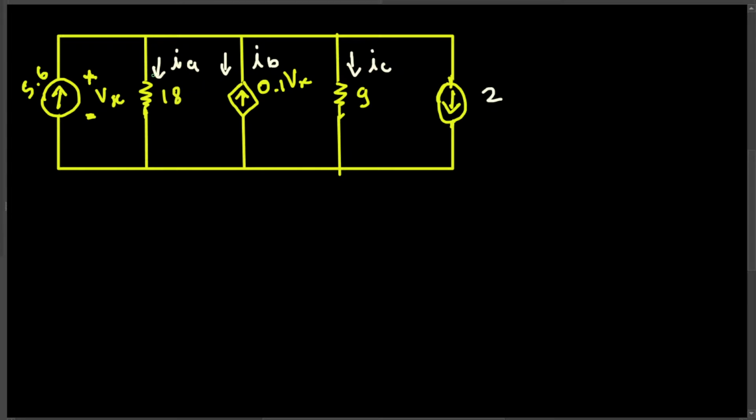Problem right here. This question is asking us to find this IA current, IB current, and IC current. We have the current source and these resistors provided. Now let's see how we can solve for this.